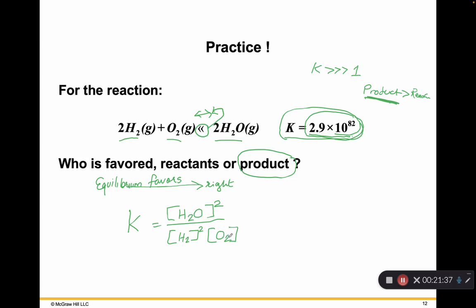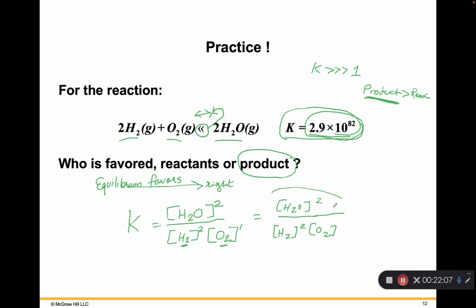Write O2, do not write O only. You have to write the reactant as it is. O2 is the oxygen, the dimolecular oxygen molecule, O2, and then raised to the power simply 1. So it means we have water raised to the power 2 divided by hydrogen raised to the power 2 and oxygen only. Right? So this is equal to K.